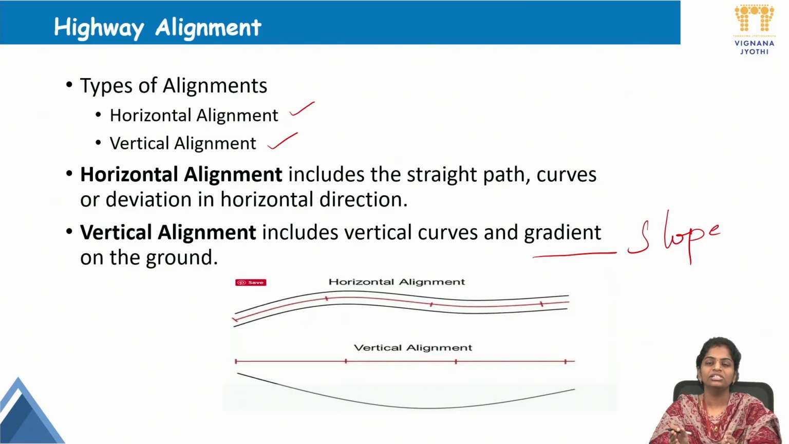Horizontal alignment is nothing but the deviation in the direction of the travel. Vertical alignment includes when we want to raise or fall, or when we want to get on to any elevation, we will use vertical alignment. Okay.